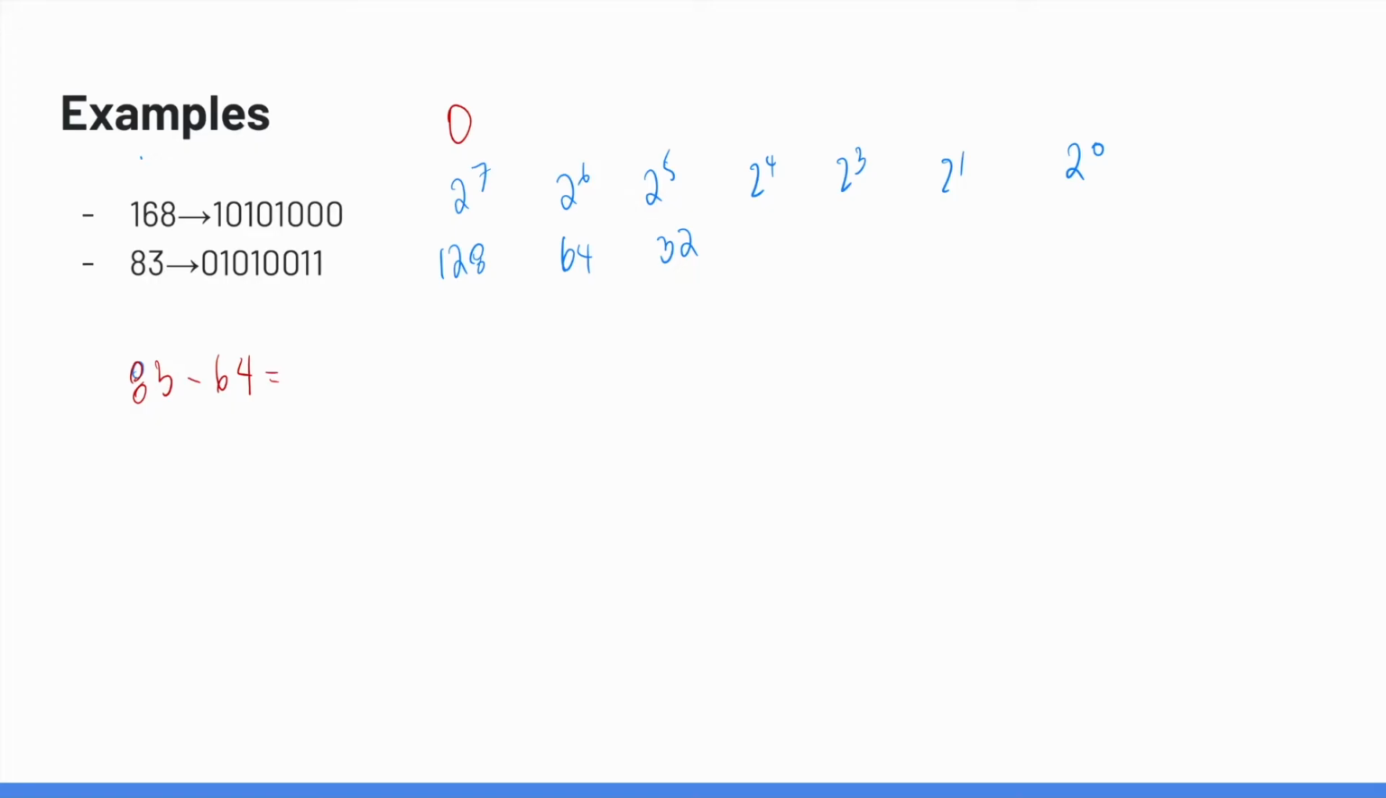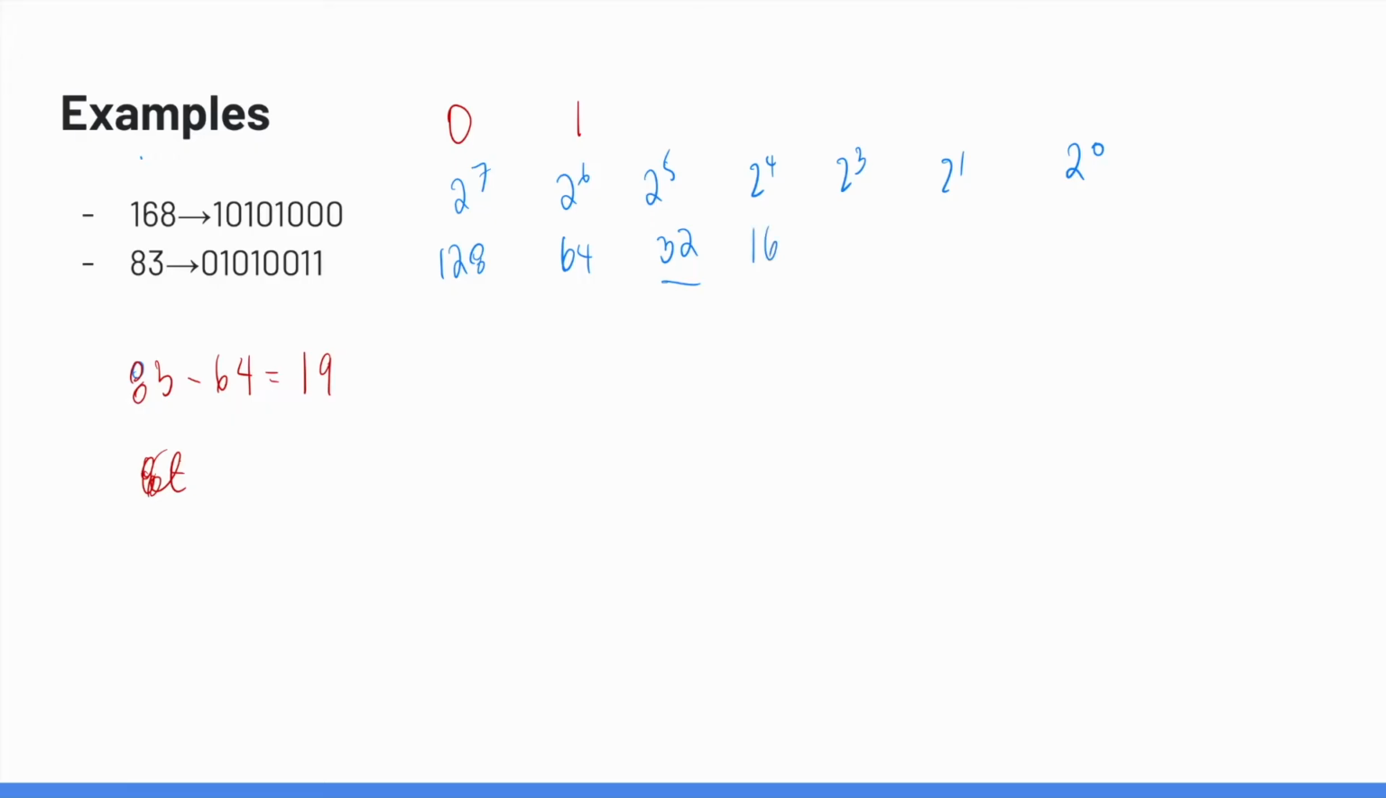19? Sorry, I'm terrible at math. Yeah, 19. So we can put a 1 here, and we can do 64 minus 83. Well, we actually already did 19. We have 19 left over, and that's what we want to account for. So 32 is going to be too big. 32 is too big for 19 to fit into.